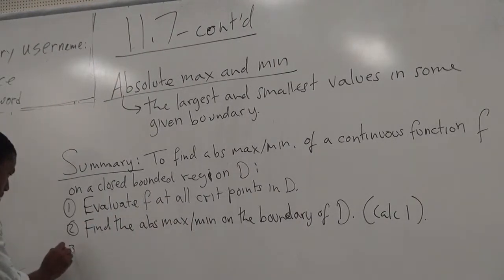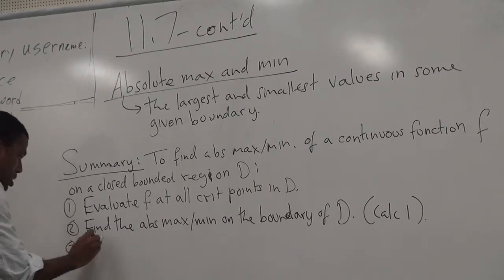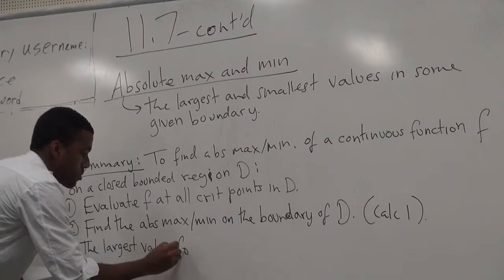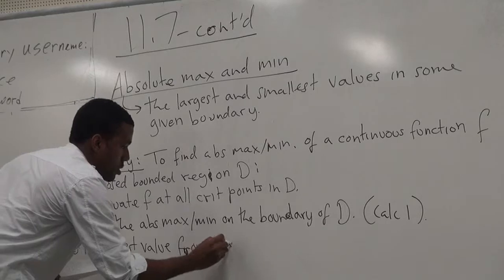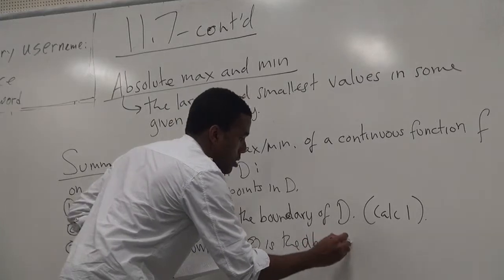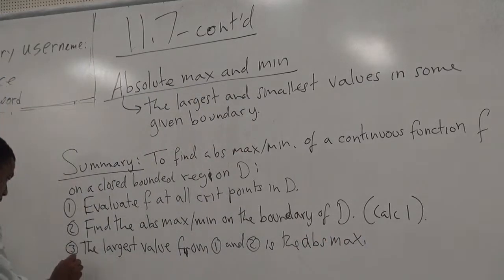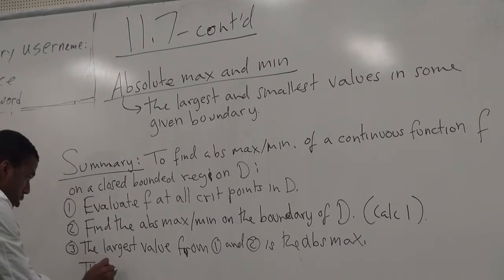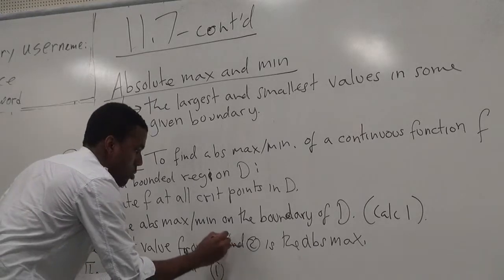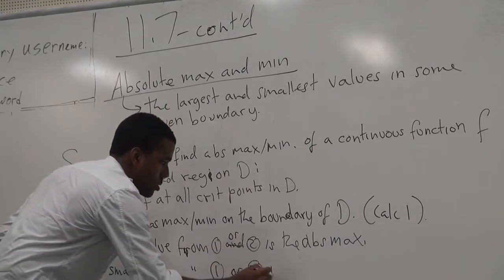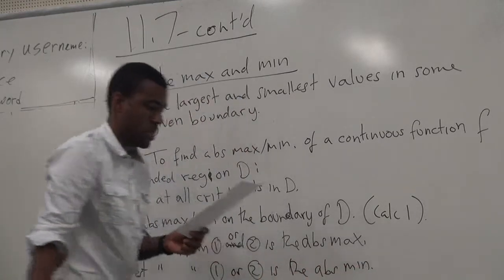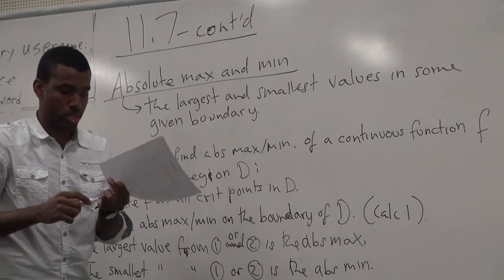3. The largest value from 1 or 2 is the absolute max. The smallest value from 1 or 2 is the absolute min. Okay, so it looks simple enough. So let's actually try it.